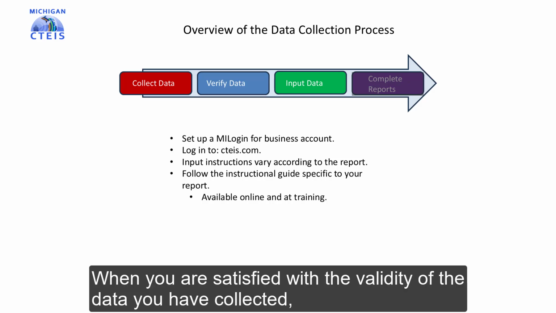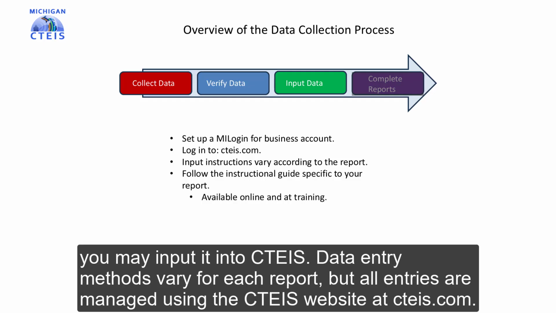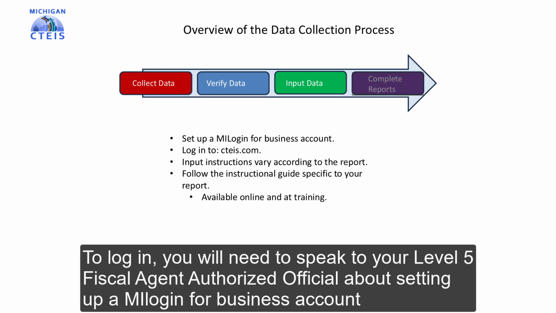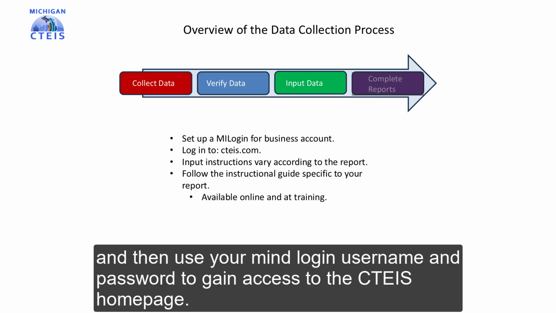When you are satisfied with the validity of the data you have collected, you may input it into CTEIS. Data entry methods vary for each report, but all entries are managed using the CTEIS website at ctis.com. To log in, you will need to speak to your Level 5 Fiscal Agent Authorized Official about setting up a My Login for Business account, and then use your My Login username and password to gain access to the CTEIS homepage.